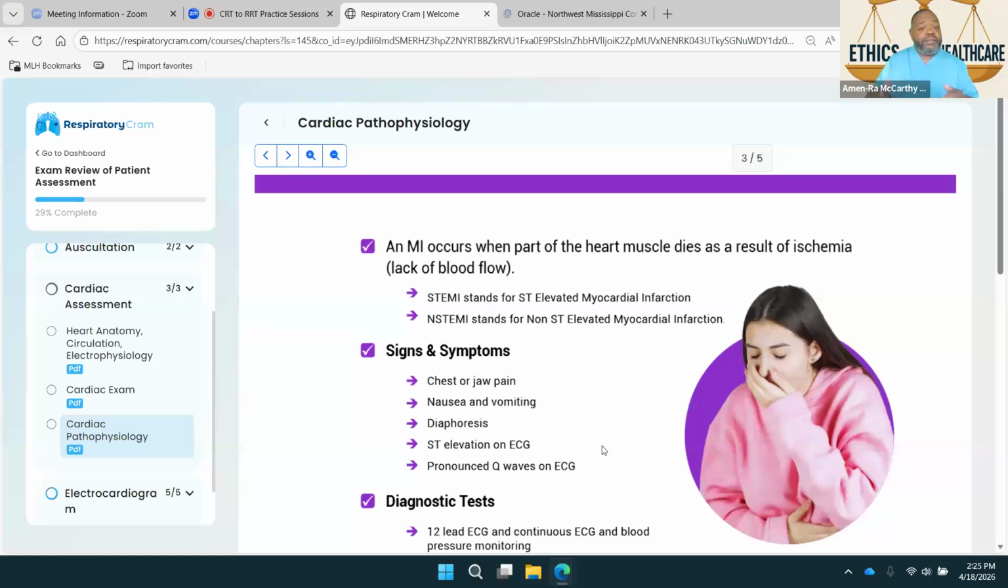So don't think just because it doesn't look like a STEMI or doesn't look like a heart attack on the EKG, that it is not a heart attack. Okay? Those are just tools we use. All right, some of the signs and symptoms: chest or jaw pain, nausea, vomiting, diaphoresis, ST elevation, or pronounced Q waves. Those are some of the signs and symptoms of myocardial infarction, MI, heart attack, right?